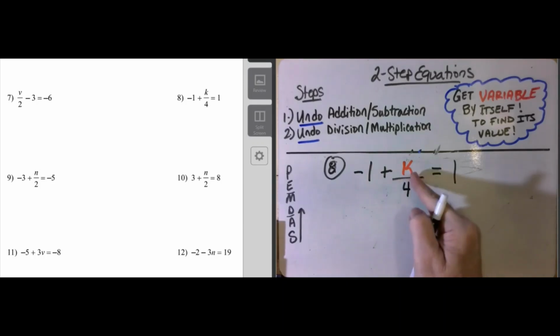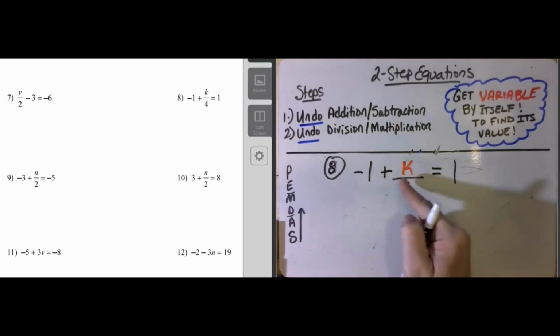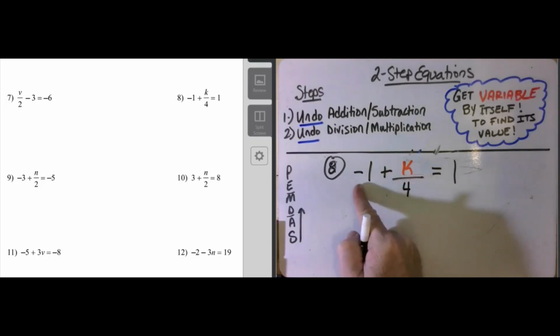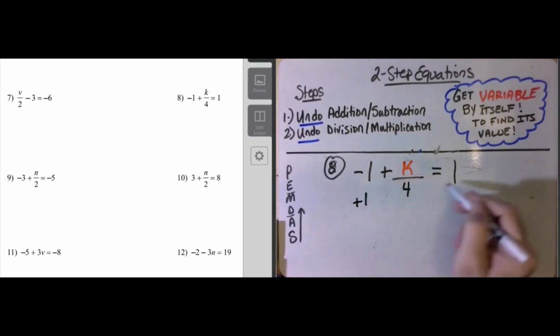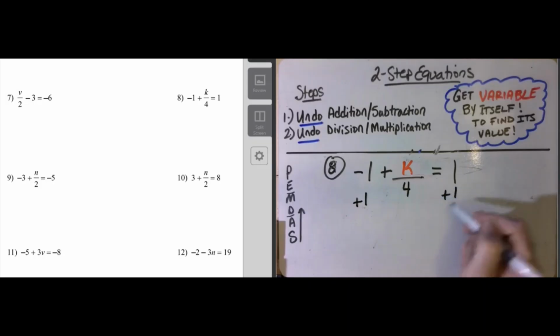Let's identify the variable as k. We want to get k by itself. What's being done to this term? They're subtracting from it, right? Negative 1. Let's do the opposite. And the opposite of a negative 1 is a plus 1.